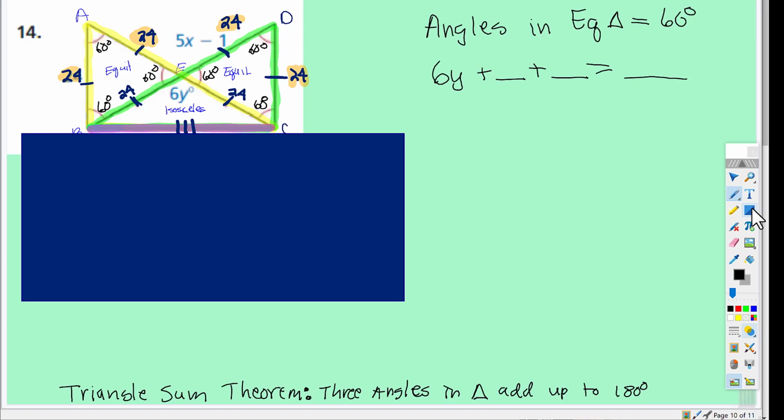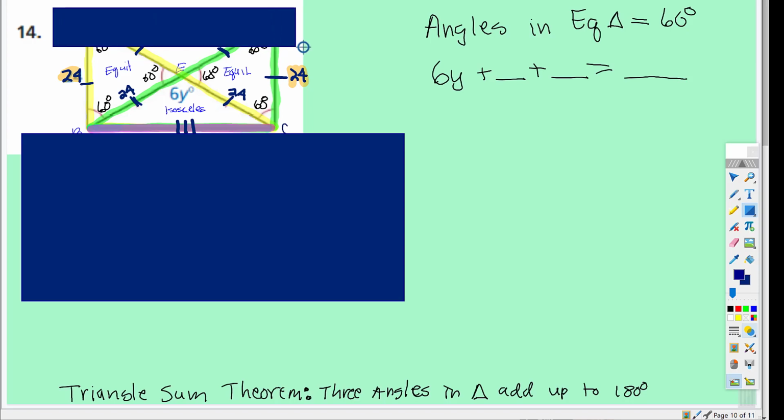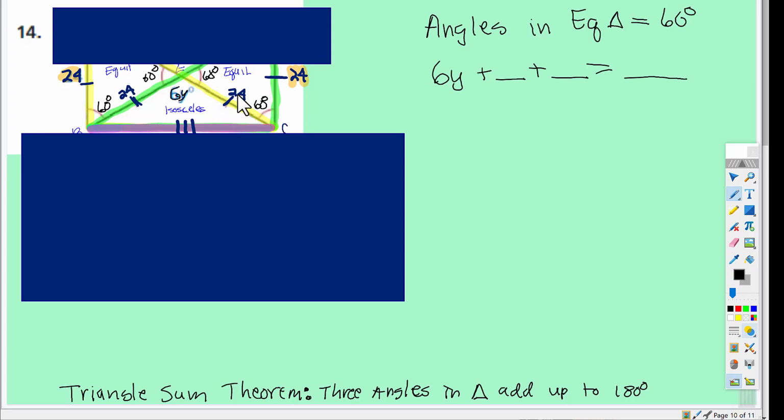So I'm going to kind of ignore this top part right here. And let's focus on the 6y. Well, the 6y is in this isosceles triangle, and we don't know what these two angles are, and we don't know the measure. But what we do know, because of the triangle sum theorem, that three angles in a triangle add up to 180, we can say 6y plus this angle plus this angle is equal to 180 degrees.